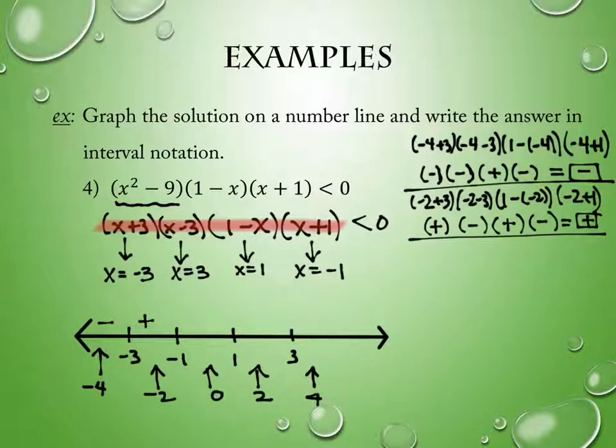Test 0. 0 plus 3, 0 minus 3, 1 minus 0, 0 plus 1. What are my signs? Positive.